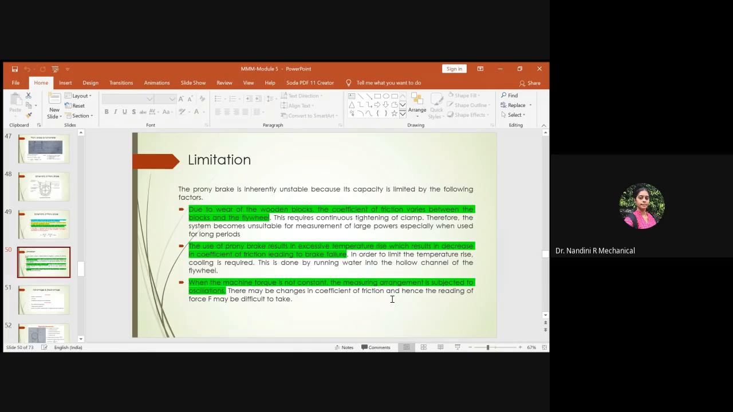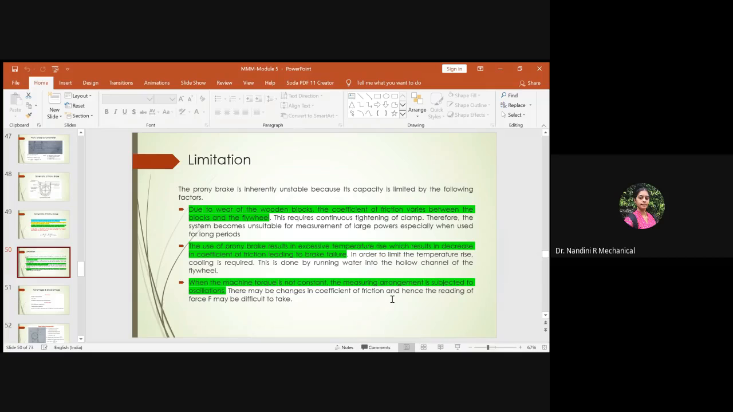So what are they? The first one is related to the wear of the wooden blocks, which has to be overcome, or else it should be used only for small power measurements. It cannot be suitable for measuring large amounts of power for a longer period of time.